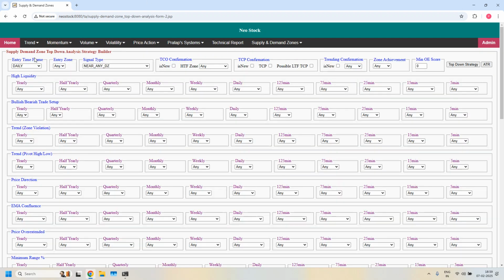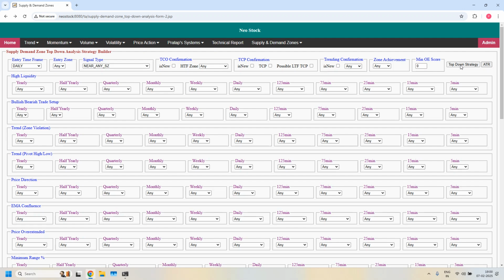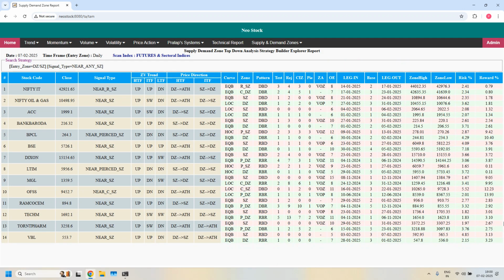Okay, next, daily time frame. Let us find the stocks near daily supply zone. We got 14 stocks. So let us identify high liquidity zones from this list. First one is NIFTY IT, not listed in F&O, so ignoring that. OFSS, Oracle Financial Services, is having a high liquidity daily supply zone. That's it. We have only one valid high liquidity daily supply zone from this list.